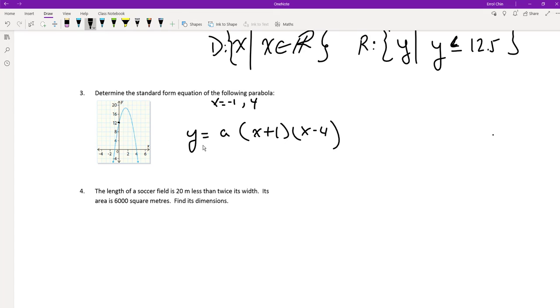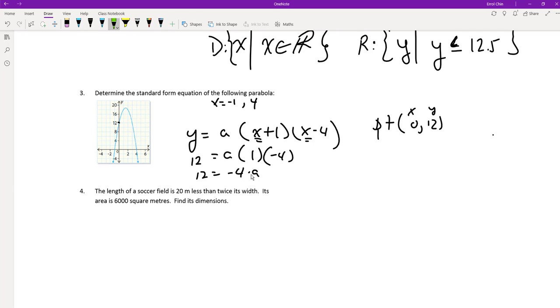So we can use that as a point: x equals 0, y equals 12. Well, we know an x and a y, so we can just plug it in. My y value 12 is equal to a, and I can plug in a 0 here and a 0 here. 0 plus 1 is 1, times 0 minus 4. So 12 is equal to 1 times -4, which is -4 times a.